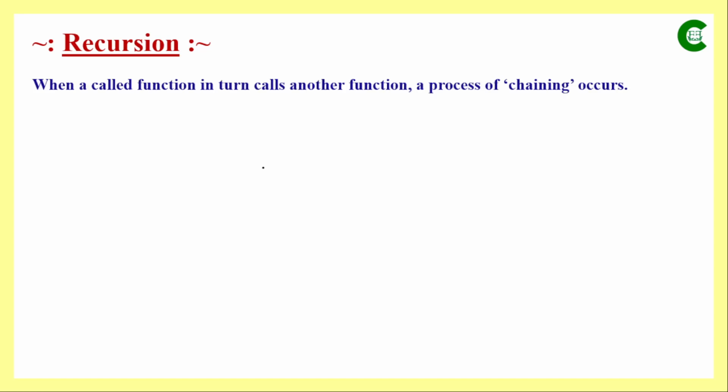Now in every C program, we know that we use the main function, and from that main function we can call another function, which sometimes could be a user defined function as well. And from that user defined function we may call another user defined function, and from that we may call another user defined function or another function. So that way, when we call a function from another function, and then from that function we call another function, and that way we continue, a process of chaining occurs. And recursion is a special type of that chaining process.